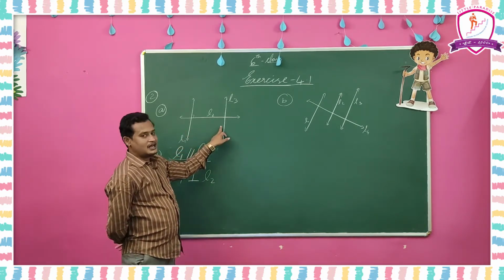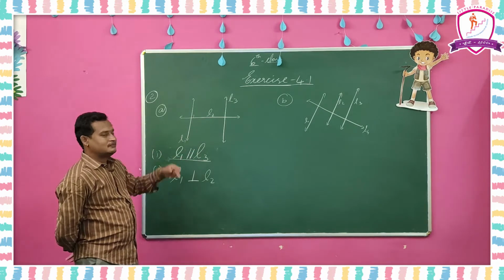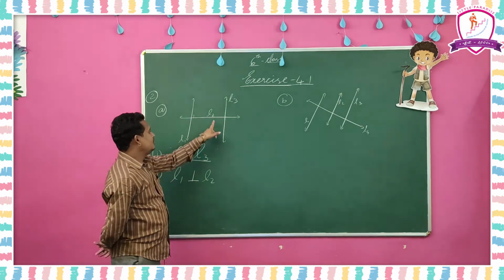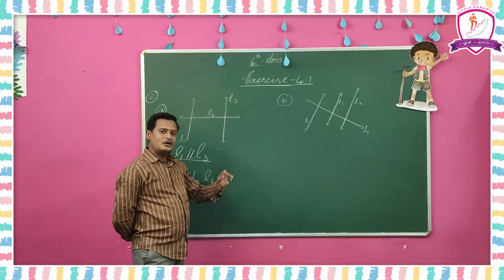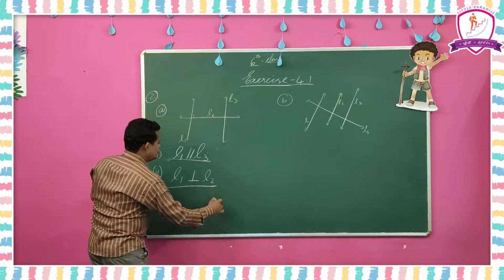So these 2 are parallel lines and these 2 are intersecting lines. Intersecting means perpendicularly intersected. Here L3 and L2 are also perpendicular. But the question is not given here, so there is no need to write that.